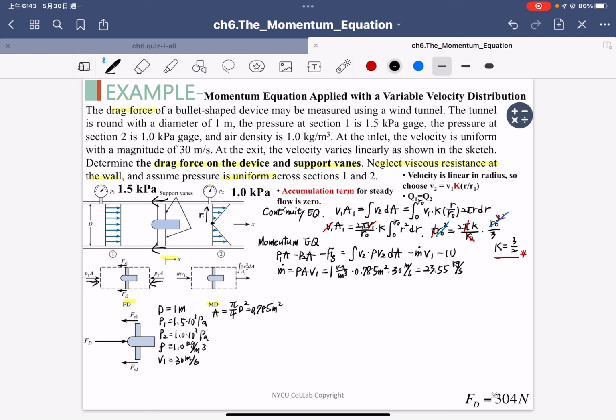And we have the mass rate multiplied by V1, so we can calculate the momentum change at the inlet. Multiplying by V1 again, that will equal 706.5 Newtons. Okay, so we have an additional answer here.